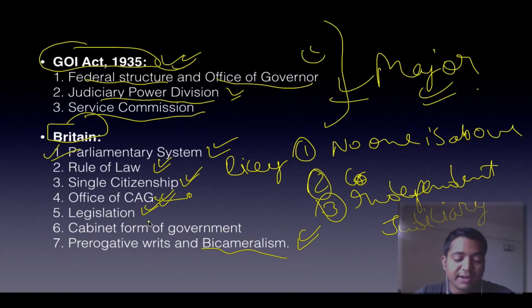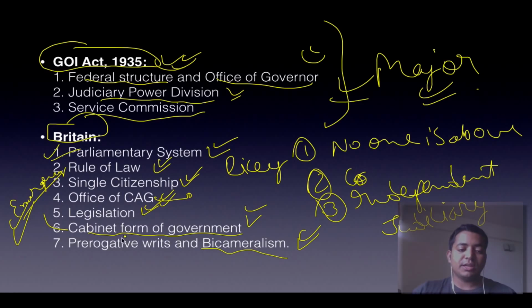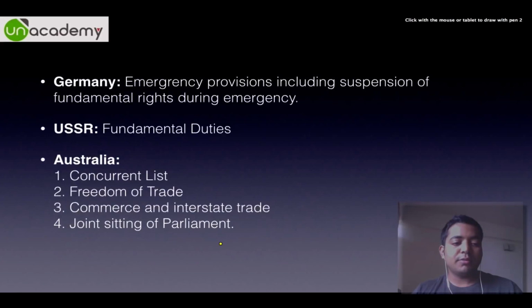The way we enact our bills and acts. Then the cabinet form of government, more or less the cabinet is unofficially mentioned there. It is also mentioned in emergency laws. So that is the only place where the cabinet is mentioned in the constitution. Then there are prerogative writs and bicameralism, all adopted from Britain.